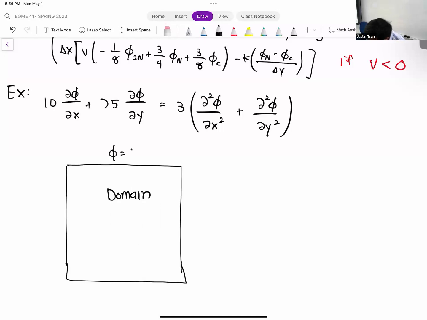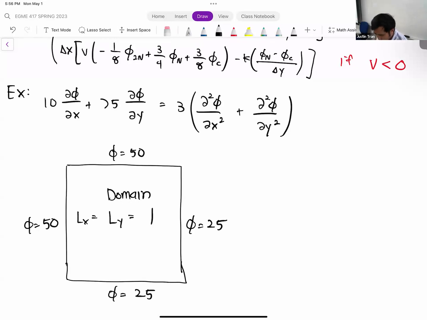So we have p is equal to 50 up here. p is equal to 50 here on the left. p is equal to 5 on the right. And p is equal to 25 on the bottom. Okay. Let's write out the properties for this problem.